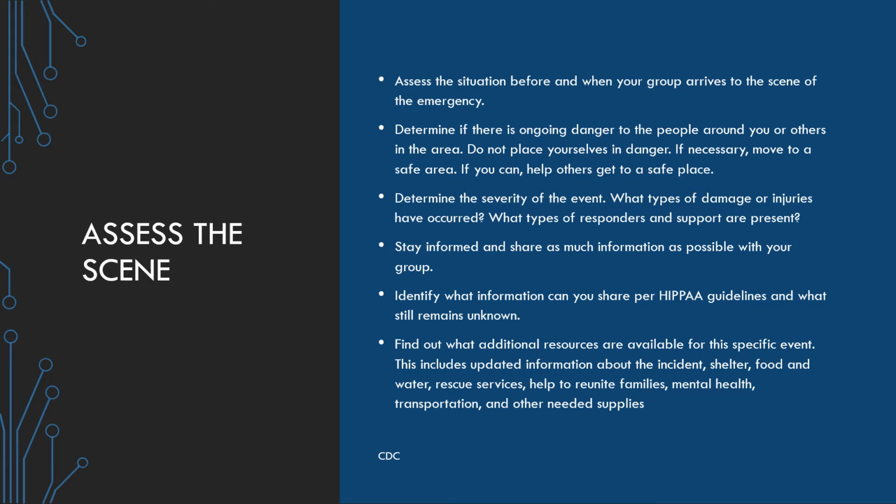What types of damage or injuries have occurred? What types of responders and support are present? Stay informed and share as much information as possible with your group. Identify what information you can share per HIPAA guidelines and what still remains unknown. Find out what additional resources are available for this specific event. This includes updated information about the incident, shelter, food, water, rescuer services, help to reunite families, mental health, transportation, and other needed supplies.